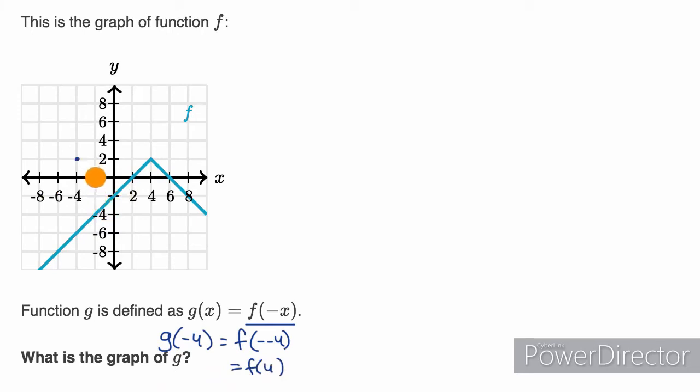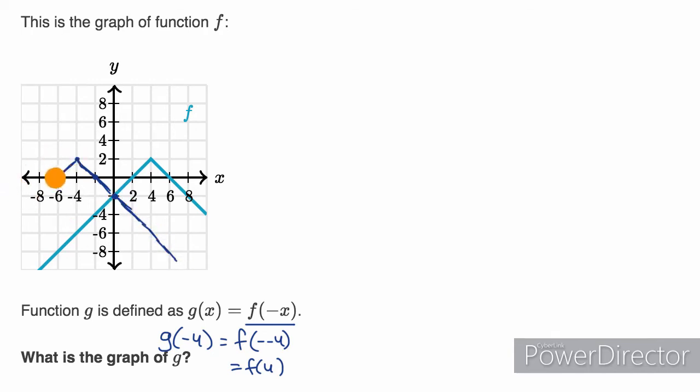And so we could keep going with that. What would g of negative 2 be? Well, that would be the same thing as f of 2, which is 0. So it would be right over there. What would g of 0 be? Well, that would be the same thing as f of 0, because the negative 0 is 0. And f of 0 is right over there. It looks like negative 2. And so you can already see where this is going. We've already talked about it in previous videos, that if you replace your x with a negative x, you're essentially reflecting over the y-axis. So g is going to look something like this.